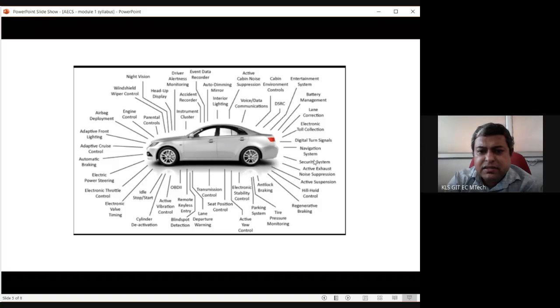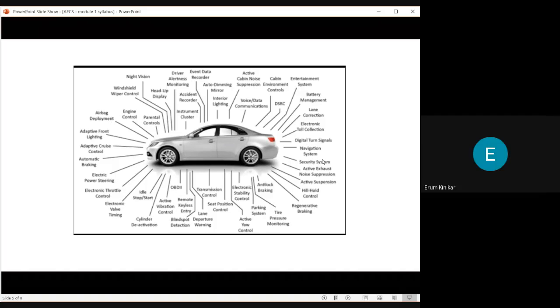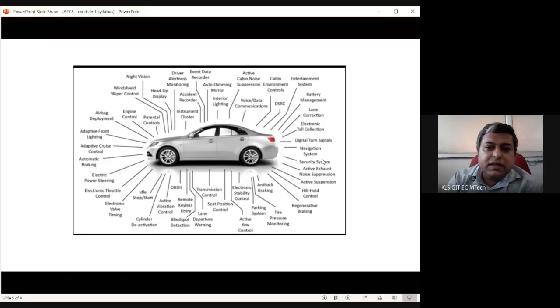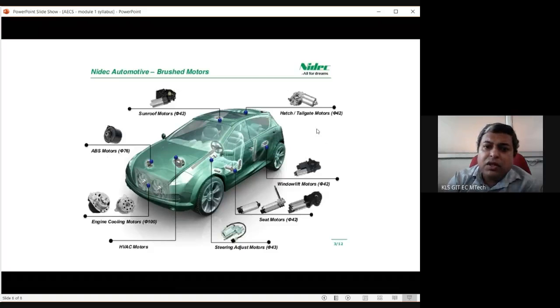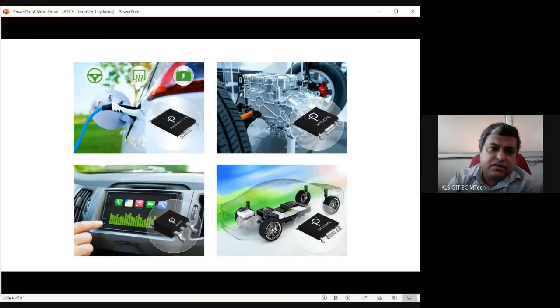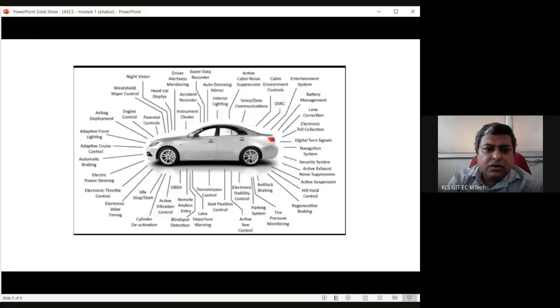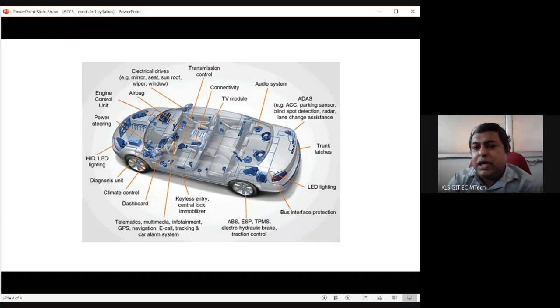Can you see? It is the security system, active vibration control, everything. So all these things you have to check. This is the fifth slide. Five images I will show, and this covers everything about the automobile.